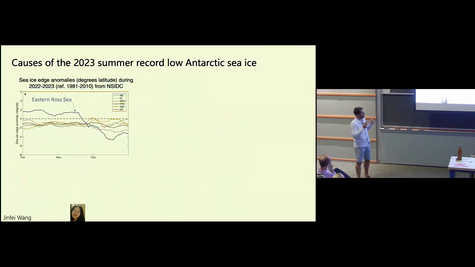Actually, the record is in February 2023, around here, but you see that the sea ice conditions were below average for most of the regions, except in the Eastern Ross Sea where they were positive. So there was a positive sea ice extent edge anomaly in the Eastern Ross Sea that massively flipped to a negative sign and drove the record until February. So that was the starting point of the analysis: what's happening in the Eastern Ross Sea.